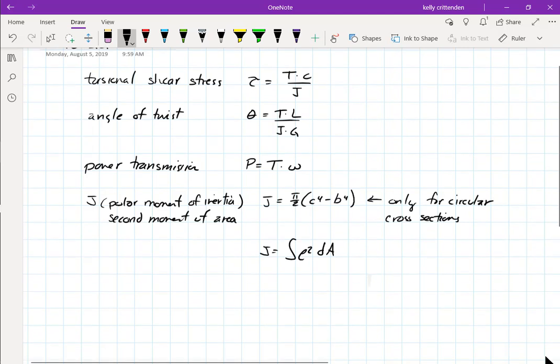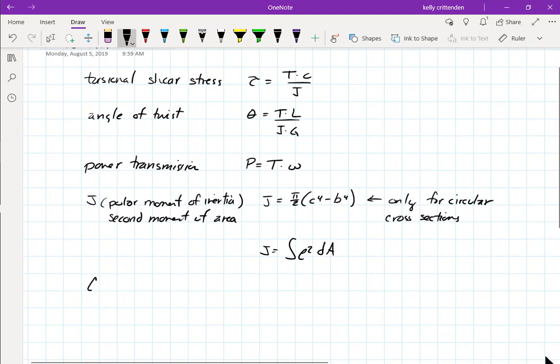We had another term in there. We had G, which shows up in angle of twist. G was the modulus of rigidity, and it was just some material property from a chart. It's usually a big number like millions of psi or billions of pascals, and you just have to look it up.